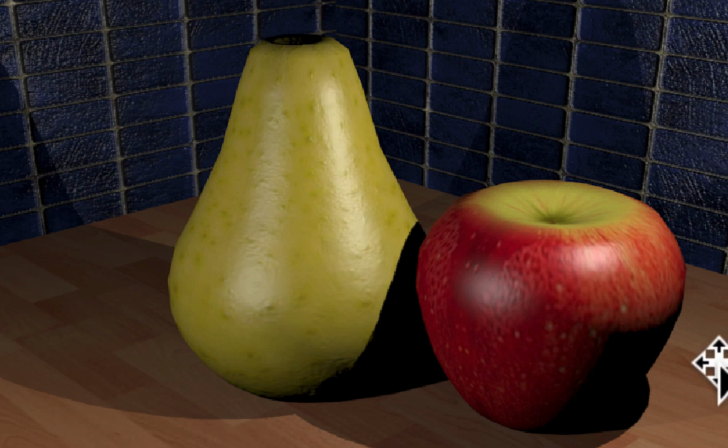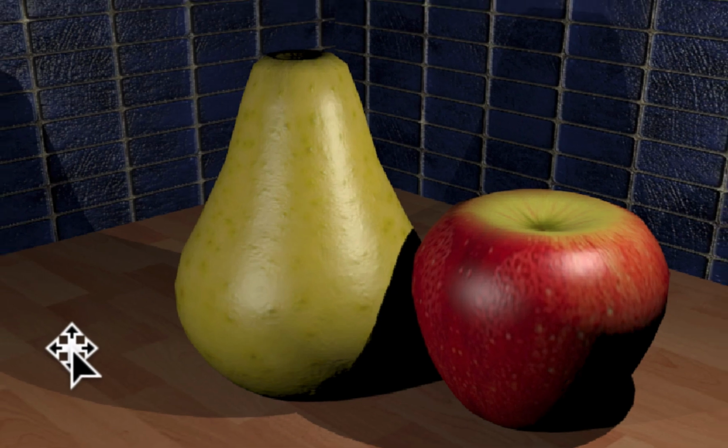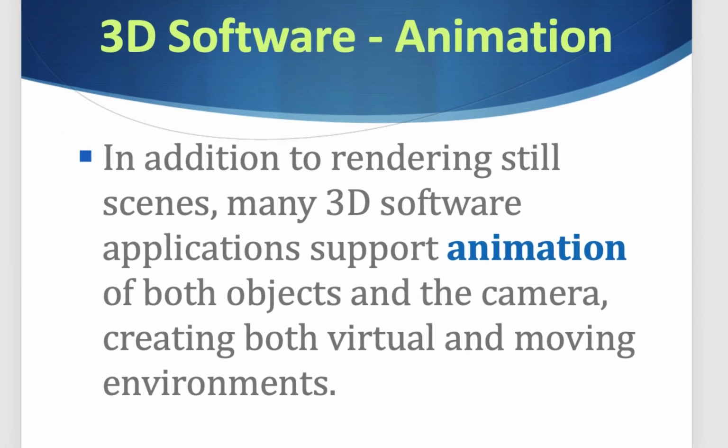I mean, we just built this just like we did in Gravit, where we built an apple and pear, but this was built in a 3D program. And we set up lights, we set up all this, and it's all artificial, which is kind of cool that you can do that. And another thing I want to mention here is animation.